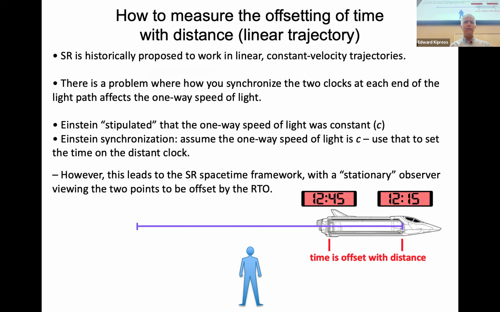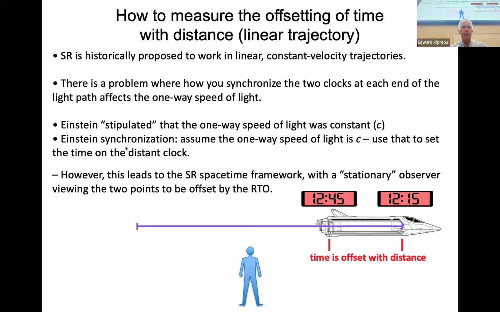Okay, so we wanted to measure the offsetting of time with distance in a linear trajectory. So linear. And we wanted to do it linear because special relativity has historically been proposed to work in these inertial reference frames, which are linear constant velocity trajectories. But there's a problem in terms of how you can synchronize the clocks in the two positions. Because the clocks are separated, you have to figure out how to make them the same time in the two locations.